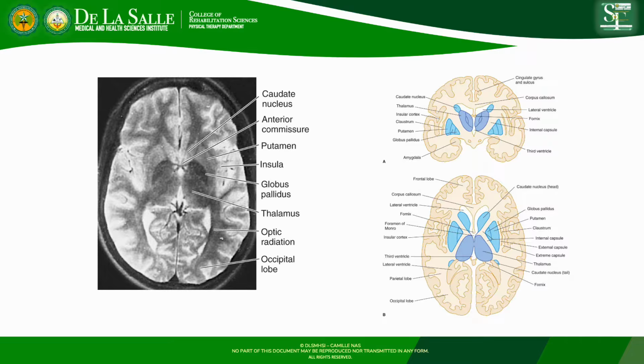Before I proceed with the pathway, let's talk more about the anatomical structures of the basal nuclei. Here is a picture of an MRI showing us the different basal nuclei. We have the caudate nucleus, the anterior commissure, the putamen, insula, the globus pallidus, thalamus, optic radiation, and the optic lobe. And again, the function of the putamen and the caudate nucleus is inhibition. It's an inhibitory nucleus to the globus pallidus. The globus pallidus is the one that connects to the thalamus to inhibit it. The thalamus will then send that information to the cortex.